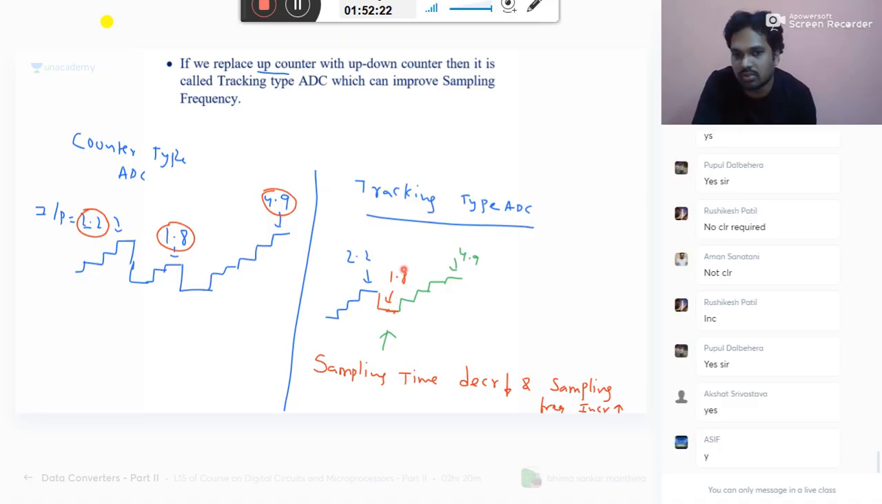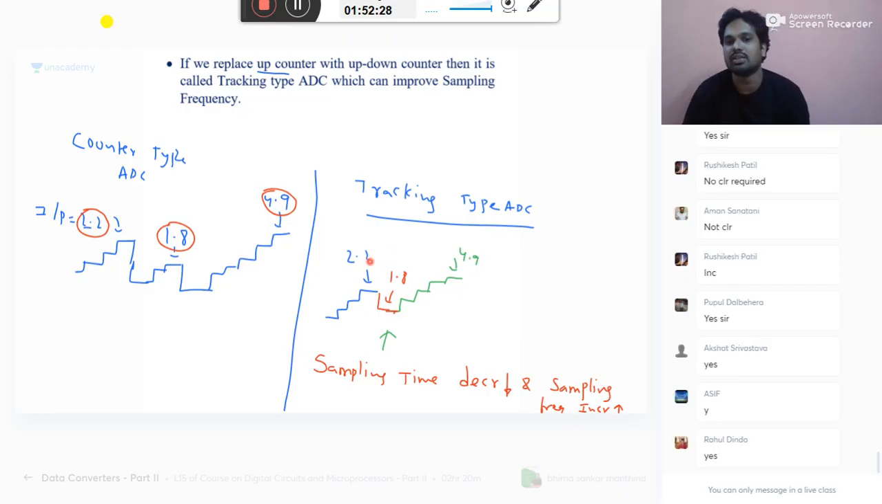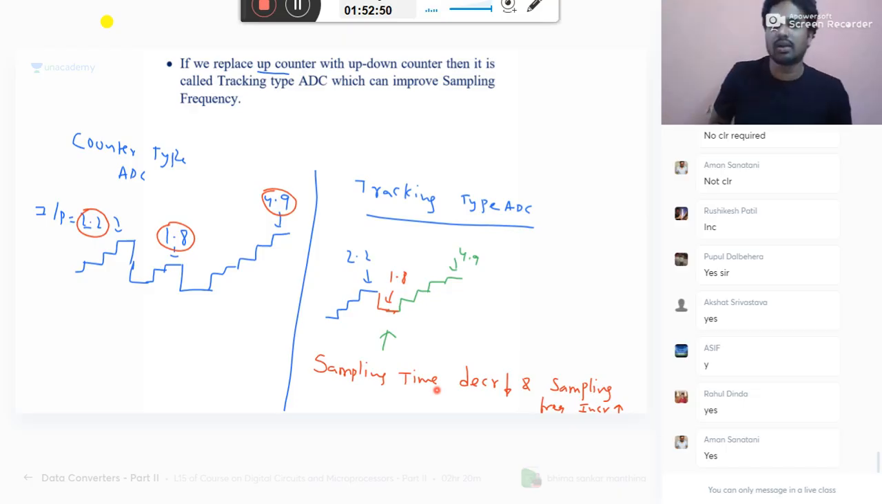So the new input comes. If it is more, increase. If it is less, decrease from that point itself, which can save our time. Already we have spent this time, and that can be used now. It may not save every time, but in most cases it can save. Aman, is it clear? So the time between successive outputs, called the sampling time, is decreased in this case. Okay, so that is about your counter type ADC.